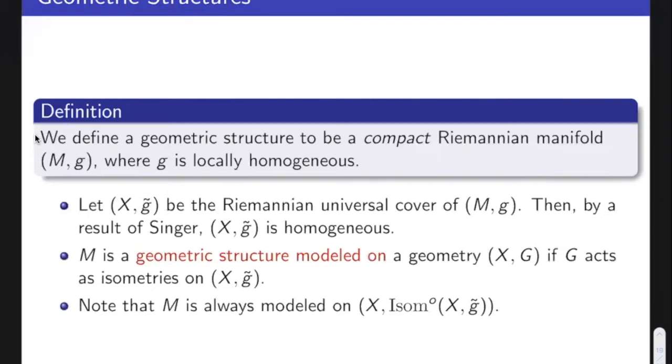Now, what do I mean by a geometric structure? Like I said in the beginning of the talk, we define a geometric structure to be simply a compact Riemannian manifold (M, g), where g is a locally homogeneous metric. If you have such a geometric structure, then the universal cover is homogeneous. And we say that M is a geometric structure modeled on (X, G) if this group G acts as isometries on this universal cover. Here I'd like to remind you that M is always modeled on the universal cover with the connected component of the isometry group.